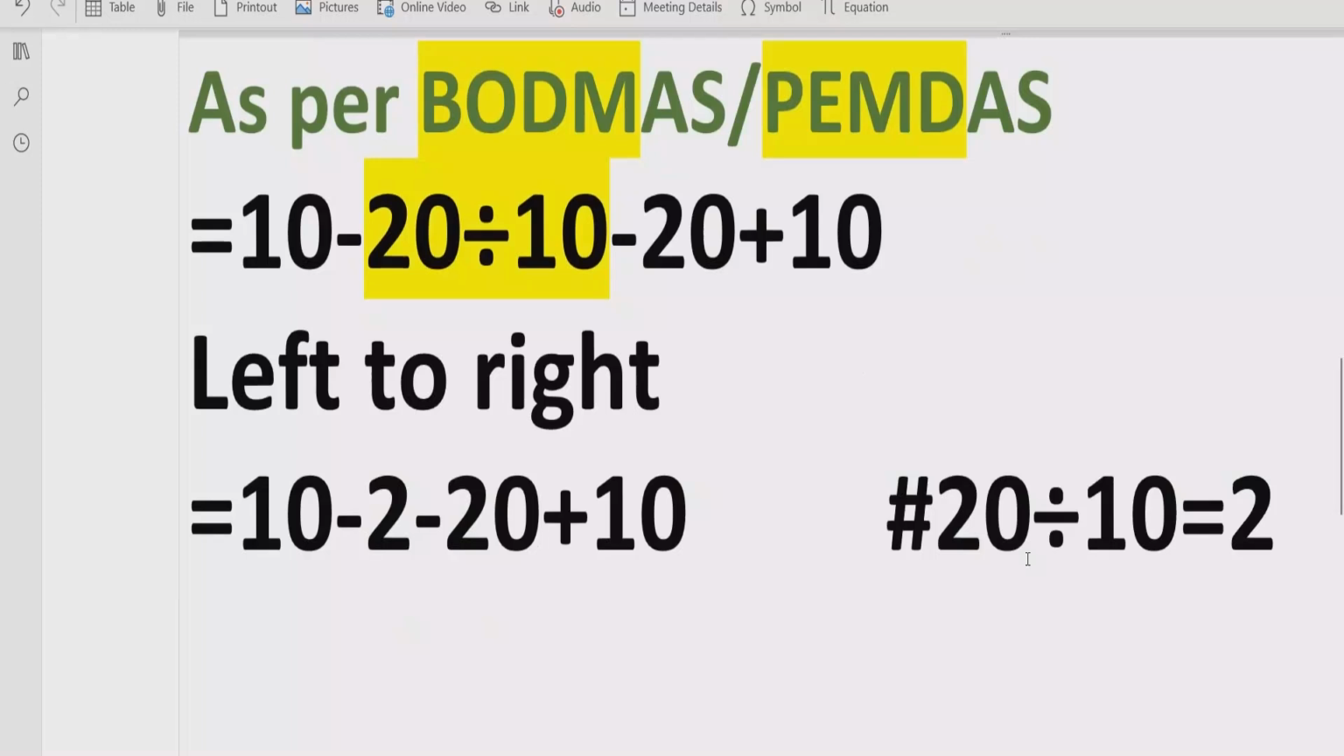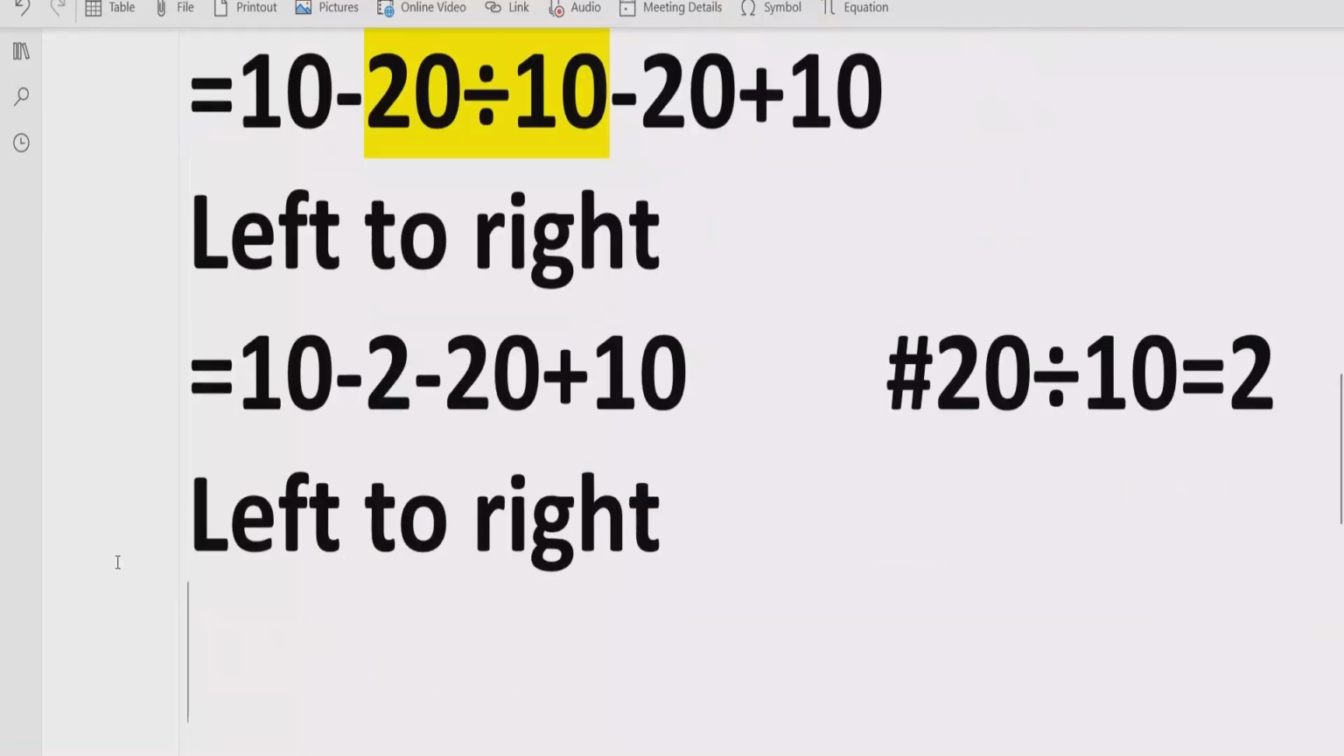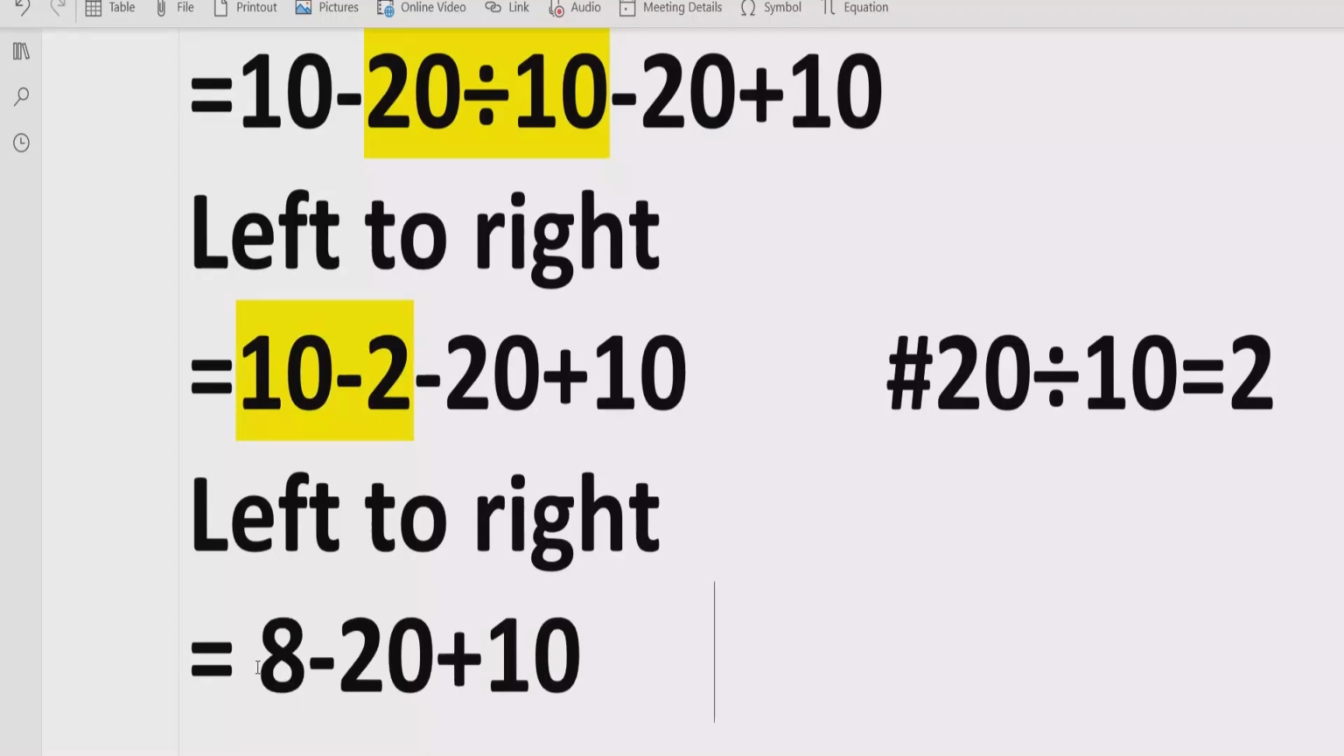Now move forward. Step number 3 we have solved. We do not have any number which has the division and multiplication. So now move forward for addition and subtraction, or you can say subtraction and addition. So we have the same rule, just like division and multiplication. We have to go left to right in this expression and find out which is coming first. So now we have 10 minus 2, which equals 8. Minus 20 we will write as it is, and plus 10, again we have to write as it is.